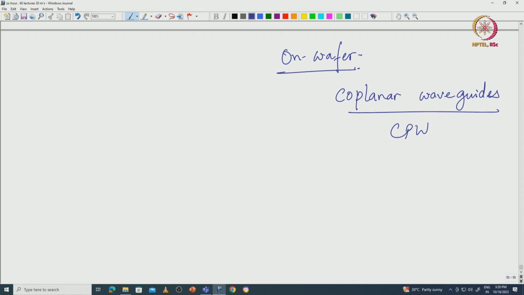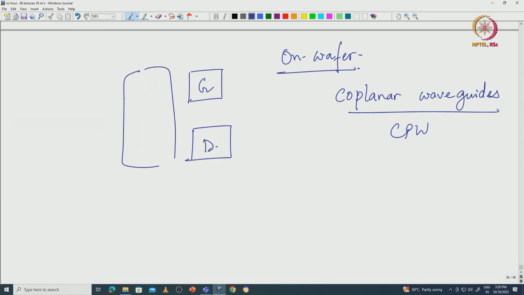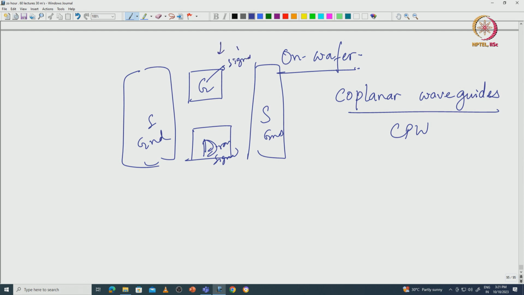So, what I mean is that if you suppose have a transistor and you have a gate, you have a drain contact here and you have source here. The source is the ground, by the way, and this drain is the signal. The gate is also the signal. This is the incoming signal and this is the outgoing signal, correct.